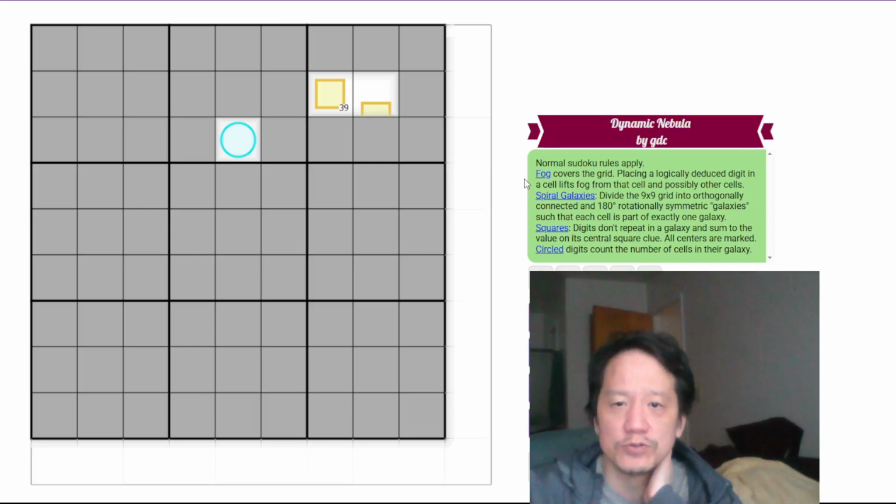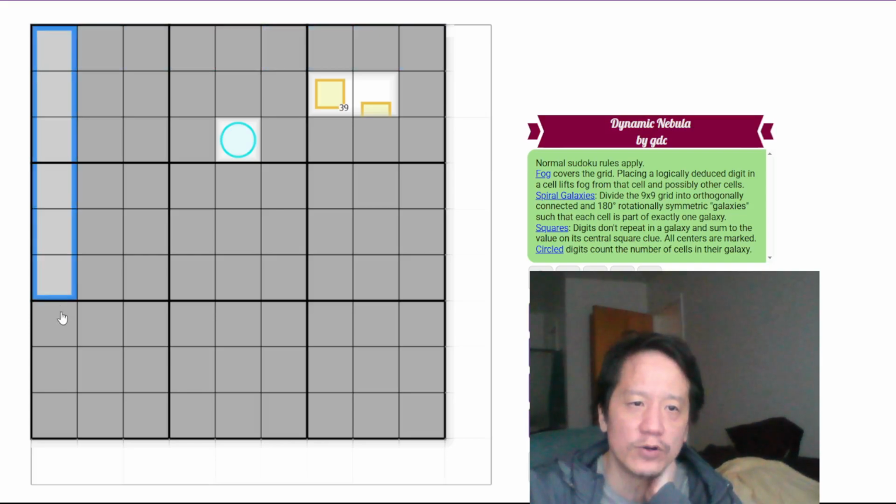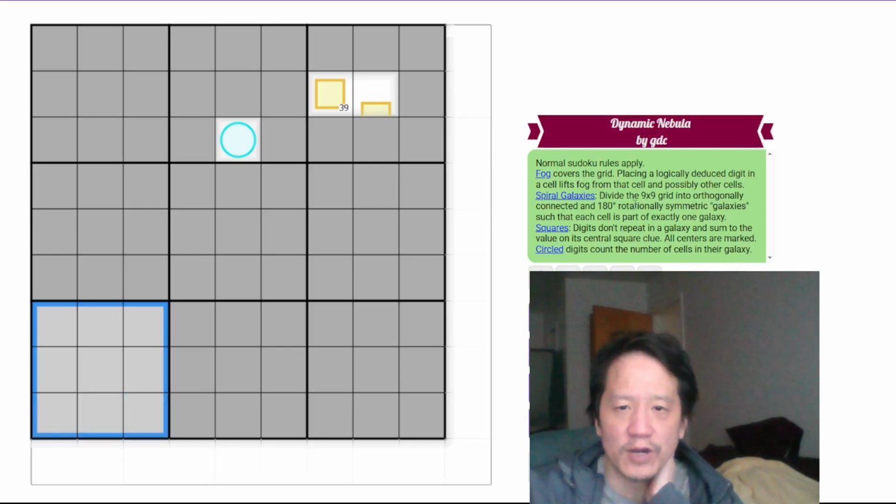Today's challenging puzzle is called Dynamic Nebula by GDC. Here are the rules. Normal Sudoku rules apply, which means fill the entire grid with the digits 1 through 9 without repeats in any row, column, or box. We also have fog that covers the grid. Here's an example. Interesting.